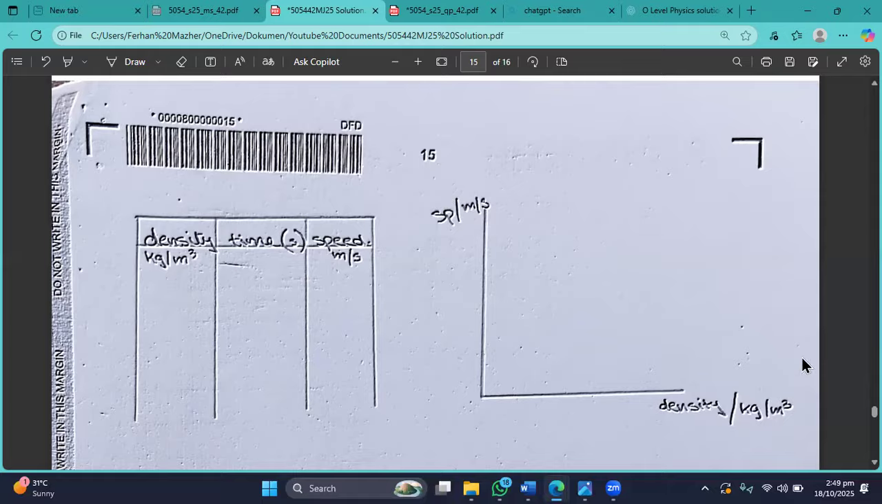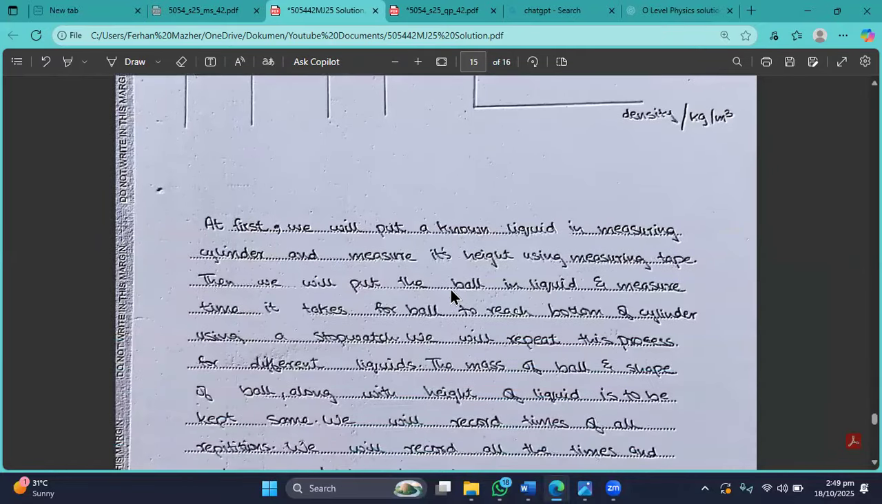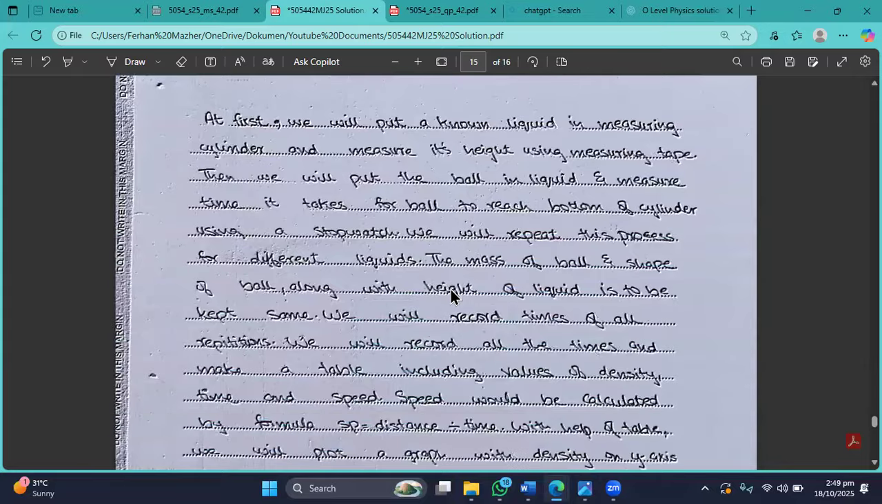The graph which you have to draw for the conclusion: on the x-axis, you will represent the density, whose units will be kg per meter cube, or they can be grams per centimeter cube. And on the y-axis, we will represent the speed, which will be in meter per second. Okay, so let's read what she has written. You see, this is very important. This is a very good example of what the student writes.